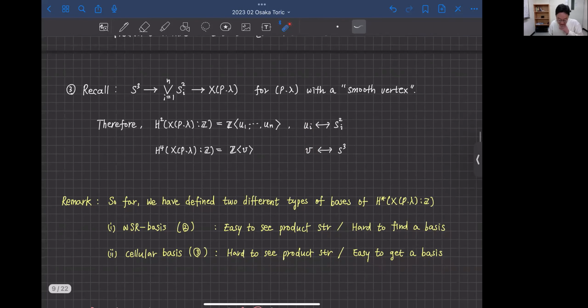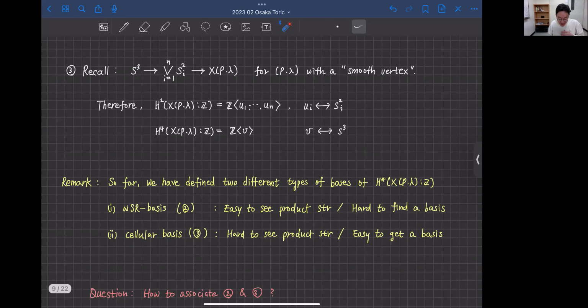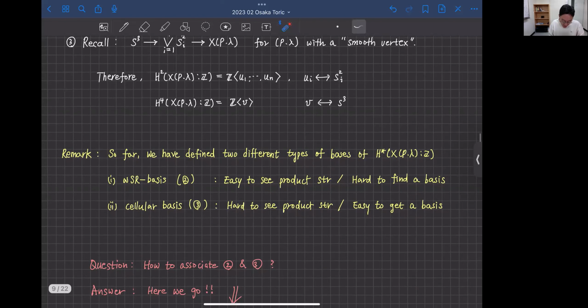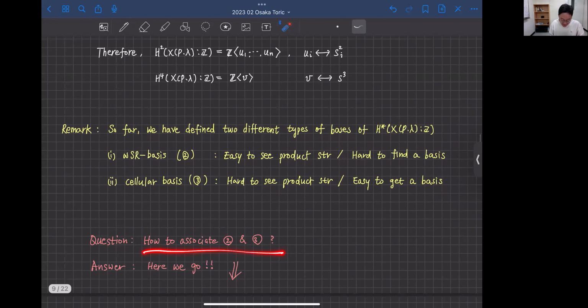So how do we associate these two in order to take the nice part of each? So this is our main question. And from now on, I'm going to explain how we make this association. Are there any questions so far?